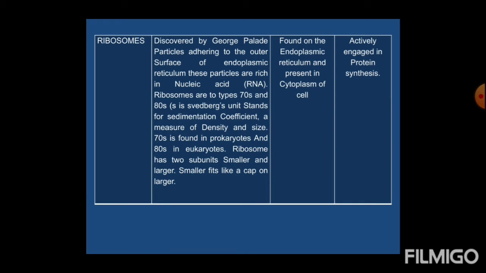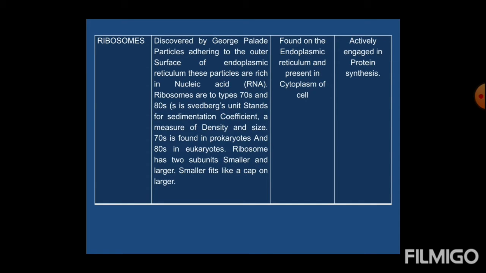Ribosomes, discovered by George Palade. These particles are present on the surface of the endoplasmic reticulum. Now, children, in the junior classes, you all know that ribosomes are known as protein factories. Do you know why? Because ribosomes are rich in a nucleic acid known as RNA, and RNA is a nucleic acid which helps in protein synthesis.